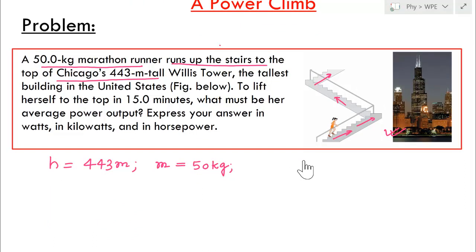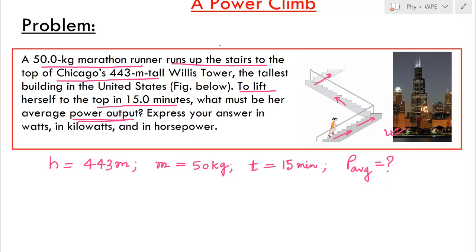So the question says to lift herself to the top in 15 minutes, what must be her average power output? So she wants to go onto top of this tower in 15 minutes. So time is also given, that is 15 minutes. And you have to find what is the average power output, that is P average. That is the target variable in this problem. So in other words, you have to find what is the power she should generate so that she can safely reach to the top of this tower.